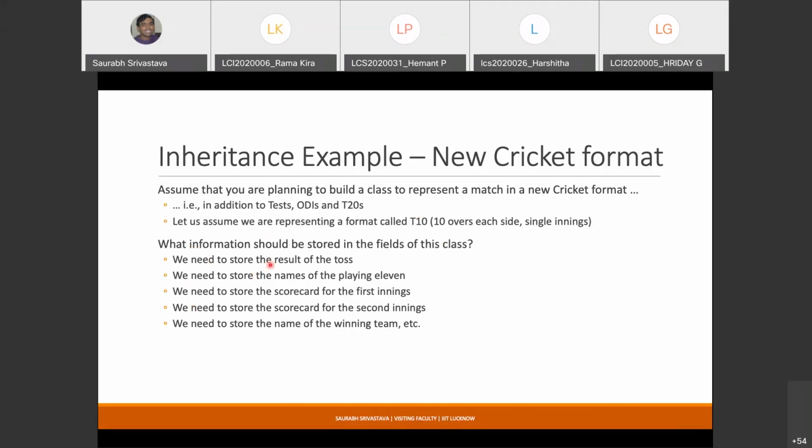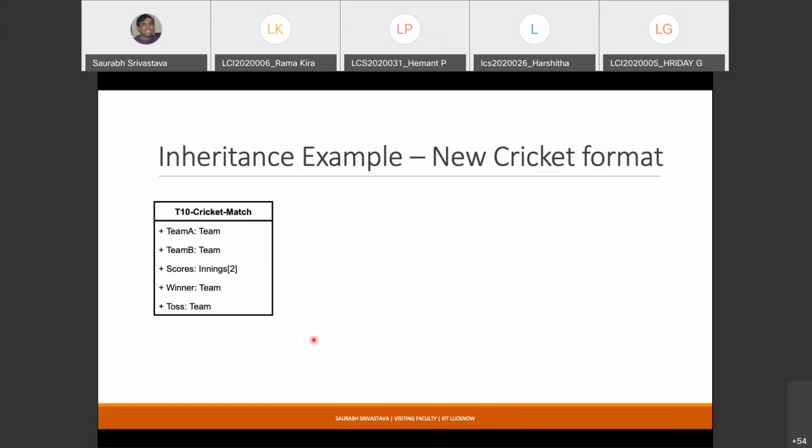I need to store the result of the toss, the names of the teams, the playing 11, the scorecard for the first innings, the scorecard for the second innings. We need to store the name of the team who won the match, and so on and so forth. So one way to look at it is like this: if I create a class, these are some of the members of this class.